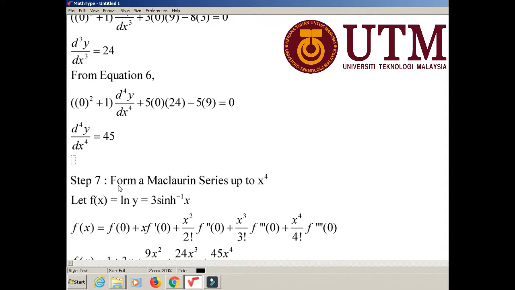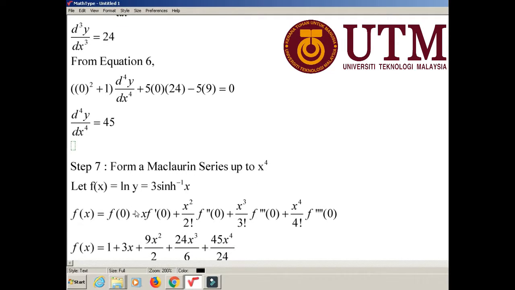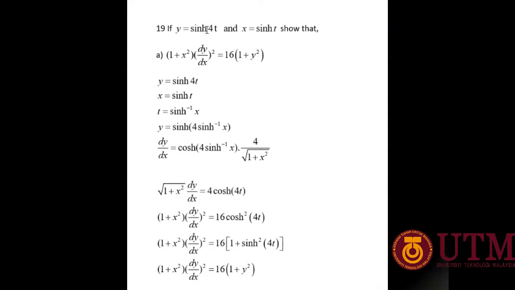And then lastly, we form a Maclaurin series up to x power 4. This is the formula. We just replace the x with 0, and then we replace the value of every differentiation order with this. So we got f(x) equals 1 plus 3x plus 9x squared over 2 plus 24x cubed over 6 and 45x power 4 over 24. That's all. Thank you.